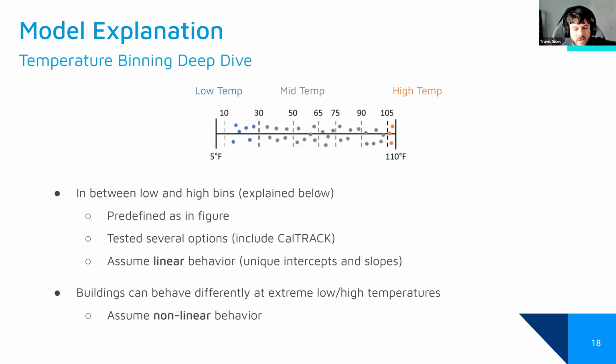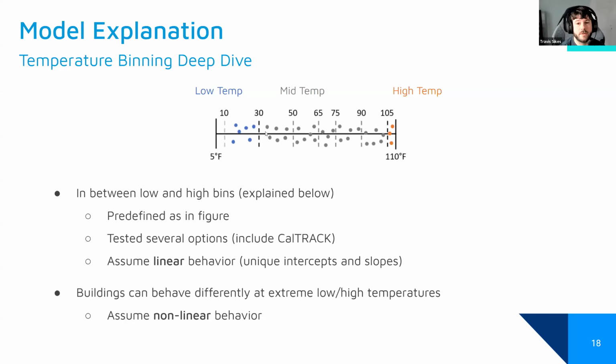Again, we're going to peel the onion and go one level deeper. So let's talk about the temperature binning. Up here at the top, I show the actual bins that we use. So that is 10 degrees, 30 degrees, 50, and so forth. The model is built to work in Fahrenheit. If you're using Celsius, convert your units accordingly. But the way that this works is we have a low temperature, which is the lowest bin that actually has data, and we have a high temperature bin, which is the highest temperature bin that actually has data. And everything else is kind of a middle, moderate temperature.